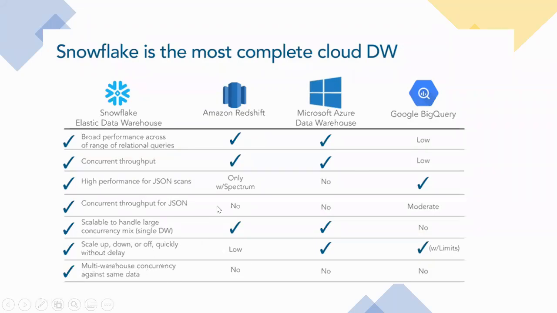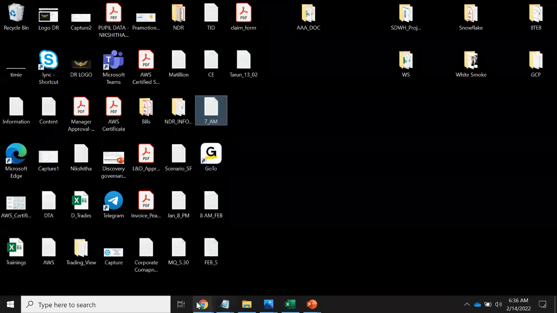When we create a Snowflake account, we will discuss each and every point here. I will show you with examples so you can understand very clearly how the multi cluster warehouse works, how scale up and scale down work, what is meant by scale up and scale down, what is meant by multi cluster concurrency, and what is meant by the JSON format. We will discuss all these things, then it will be very clear for you. Thank you.